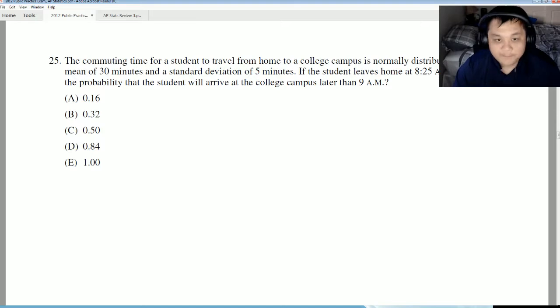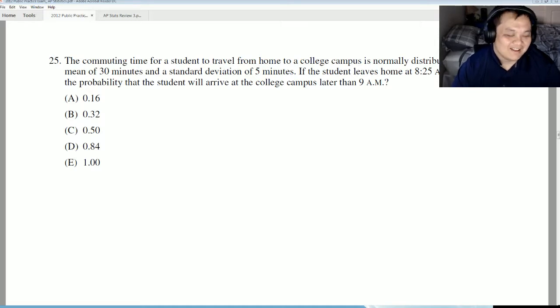Is it A? Correct. And how did you do that? Did you find the probability when the Z score is greater than 1? So you didn't do the empirical? Oh, yeah, I did the empirical. Because 35 minutes is only one standard deviation away. So 0.16. Oh, makes sense.